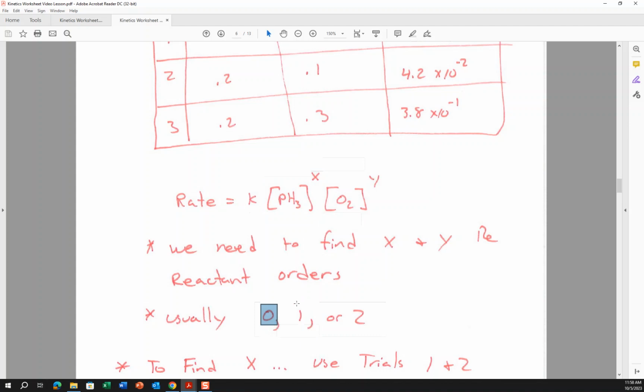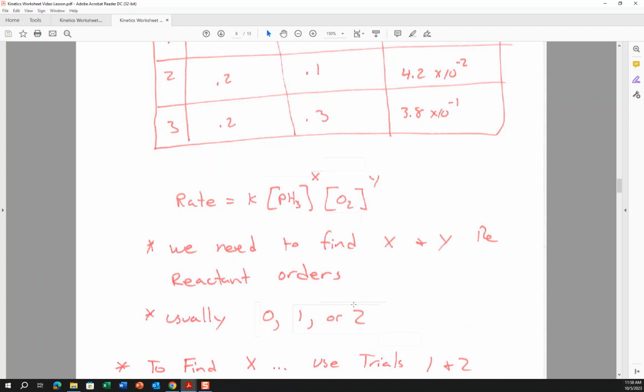But usually reactants are going to be either first or second order. First order is whatever change you make to the concentration of the reactant, if the same thing happens to the rate, then it's first order. For example, if I double the concentration and the rate doubles, I have a first order reactant. If I quadruple the concentration and the rate also quadruples, that's a sign that it's first order. If I cut the concentration in half and the rate cuts in half, then it's first order.